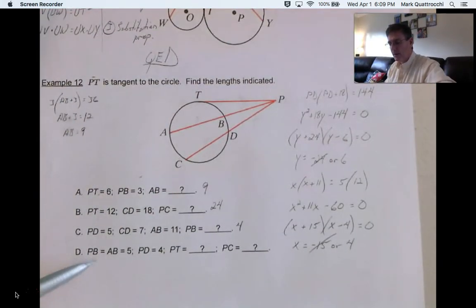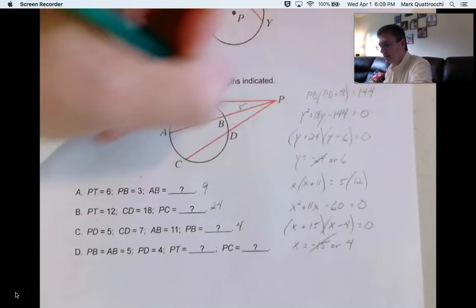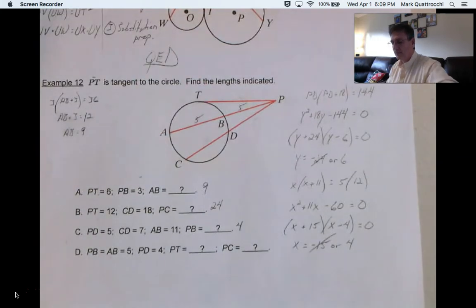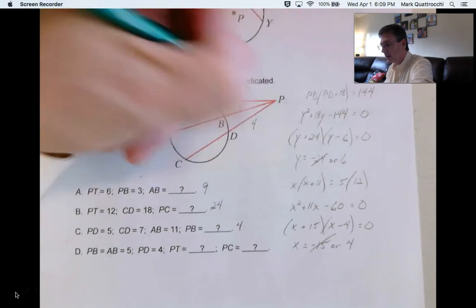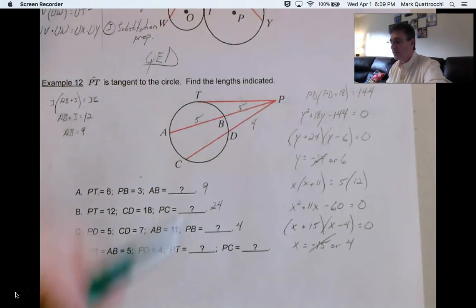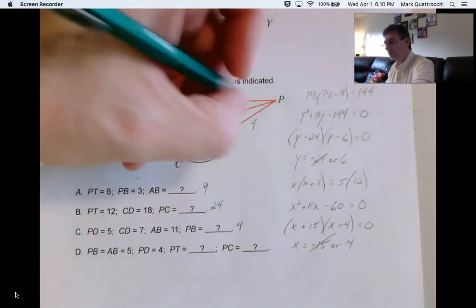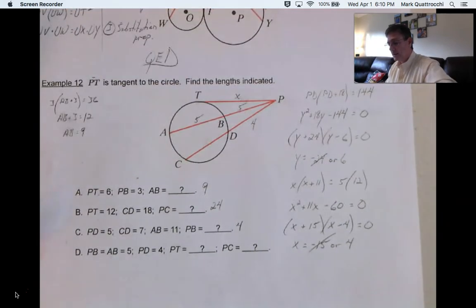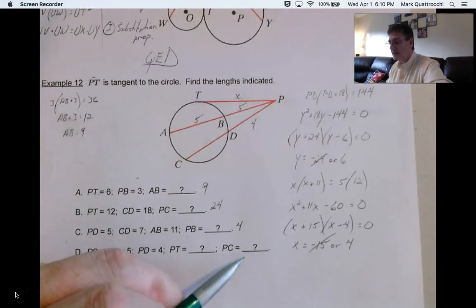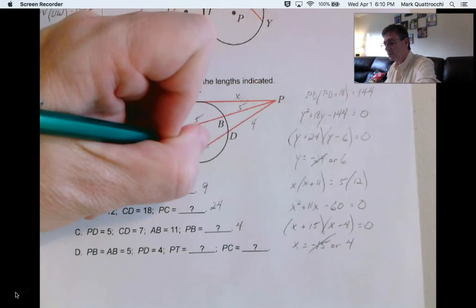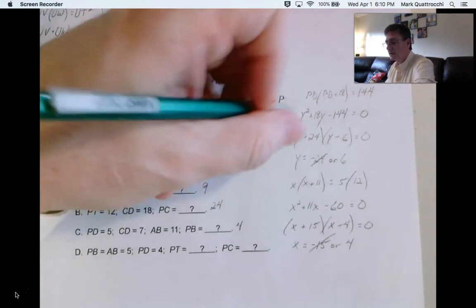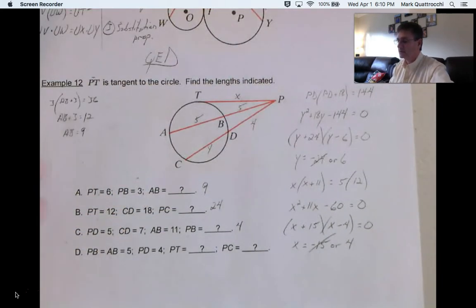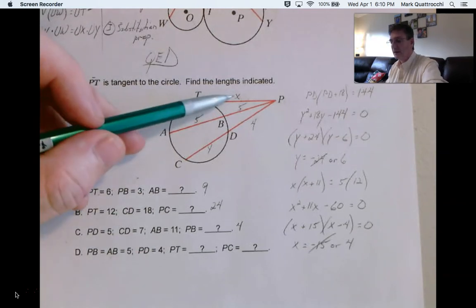Okay, PB and AB are both 5. PD is a 4. We're going to look for PT, call that X. And we're going to look for PC, we'll call this Y, or we'll just leave it as PC. Okay, so let's find X first.